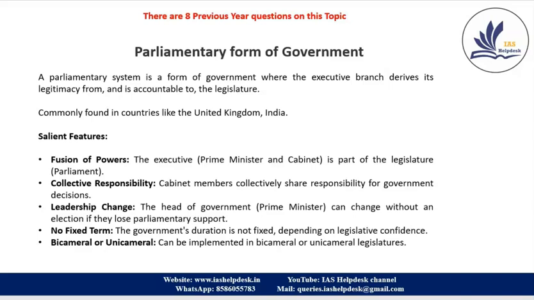Now if we look into the salient features of the parliamentary form of government, we can see that there is fusion of powers, which means the executive is part of the legislature. That means the parliamentary system ensures that there is a harmonious relationship and cooperation between the legislative and executive organs of the government. So the executive is also part of the legislature and both are interdependent at work. यानी कि दोनों एक दूसरे पर dependent हैं. As a result, there is less scope for disputes and conflicts between these two organs.